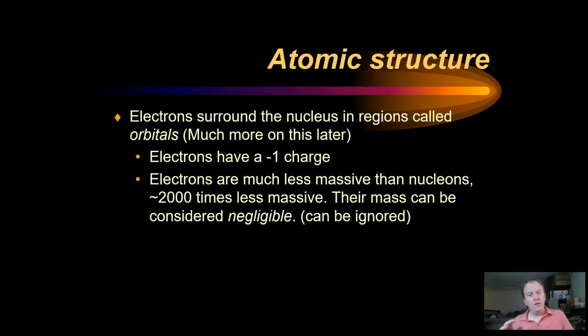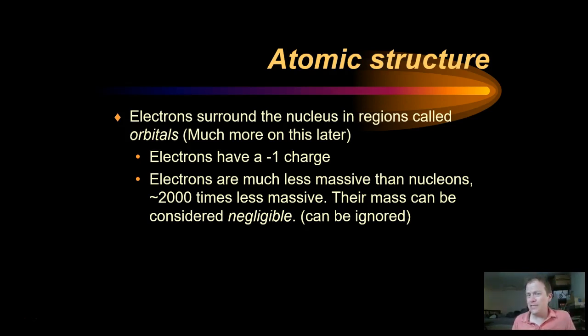Electrons surround the nucleus in regions called orbitals. Now, most of chemistry really involves electrons and rearrangement of electrons, so we're going to talk about electrons in a lot of detail later, but we'll just say for now they exist in these regions called orbitals. Electrons have a -1 charge, and they are much smaller than protons and neutrons, about 2,000 times smaller, and their mass can be considered negligible.